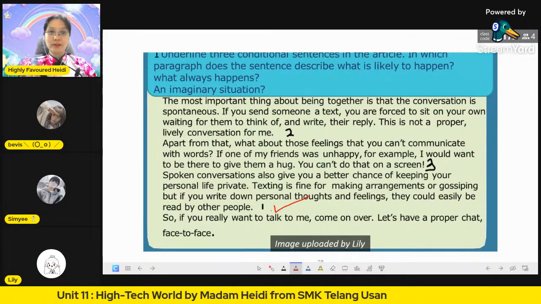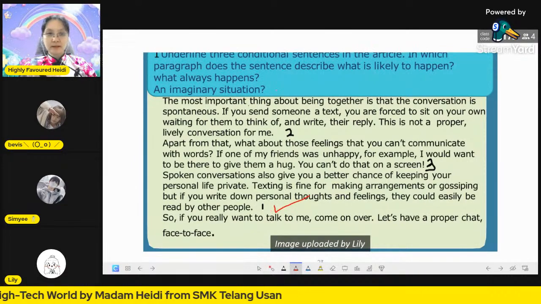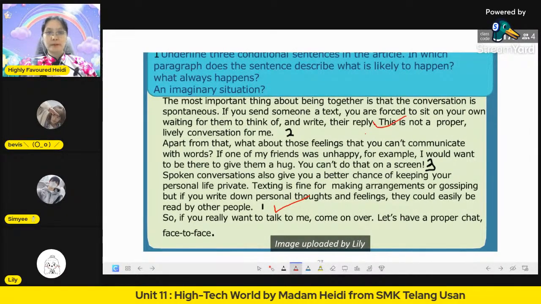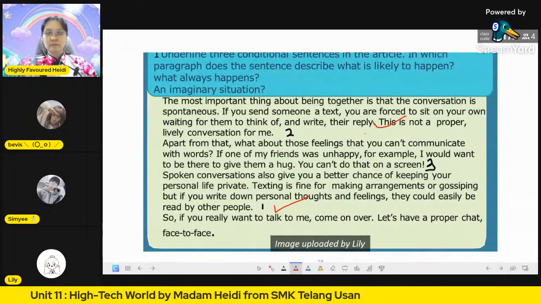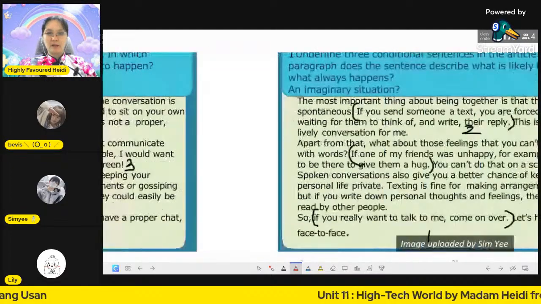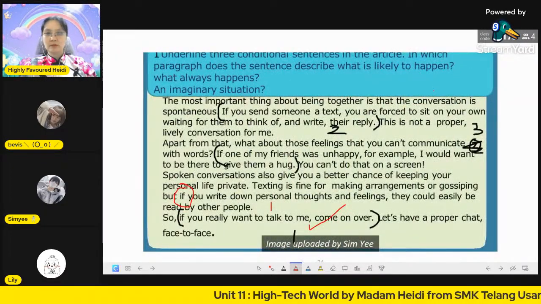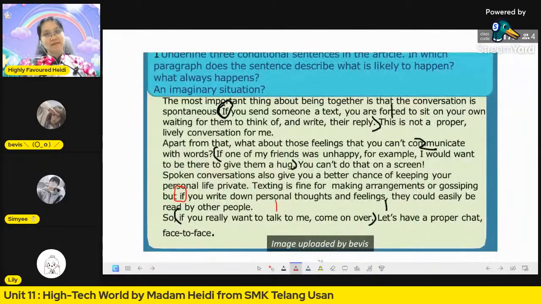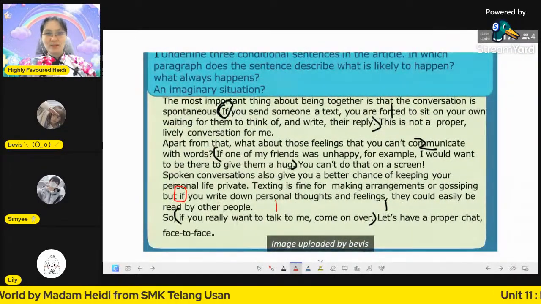Then after that, the next one is what always happens. What always happens is this one. Correct, really correct. What always happens is that, if you send someone a text, you have to sit down and wait for their reply. Always happens. Correct. Simi also said correct. Then Bevis and Rosmadiana also say, okay, this is always happen.